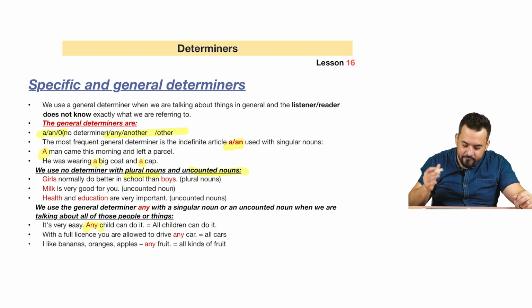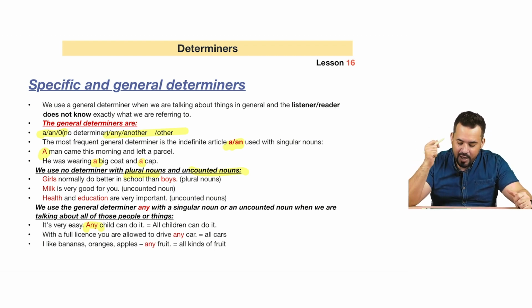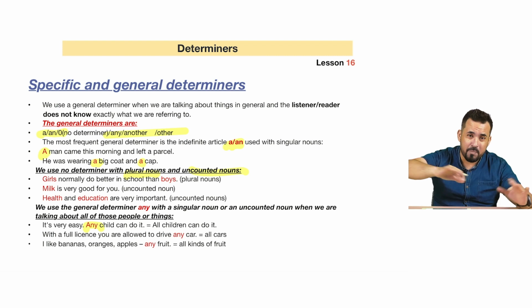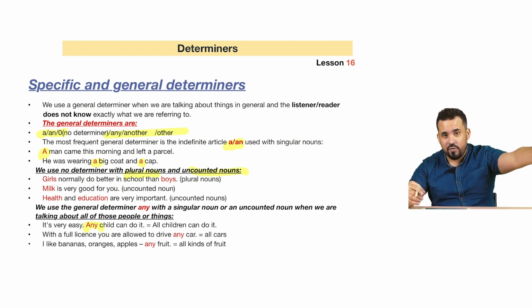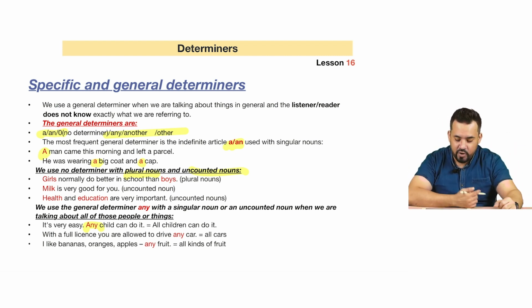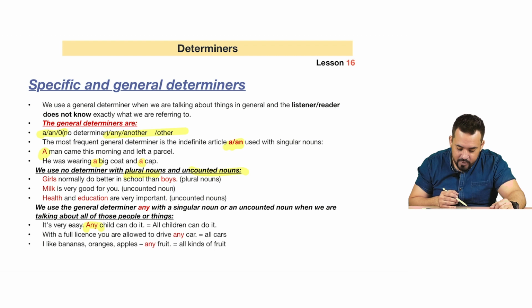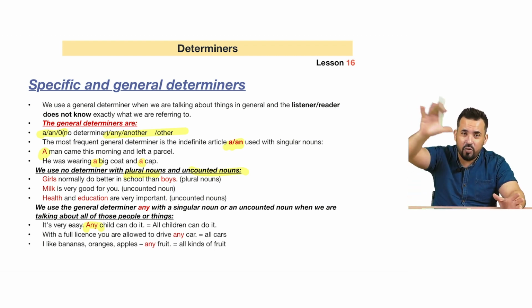All right. With a full license, you are allowed to drive any car. Doesn't matter which car. You're allowed to drive blue cars, red cars, yellow cars, not pink cars, but any other. I'm kidding. Yes, of course you're allowed to drive pink cars. I like bananas, oranges, apples, any fruit. I mean, all the fruit, I love them.